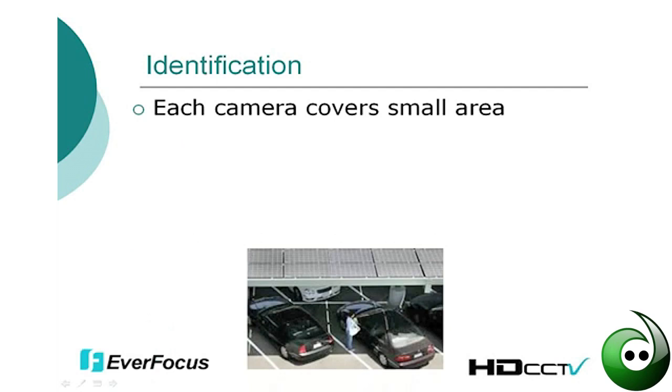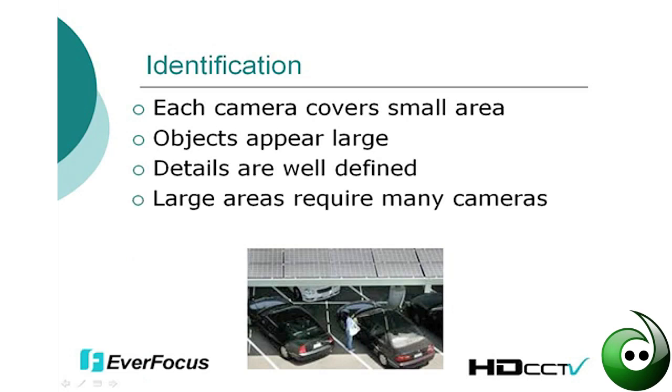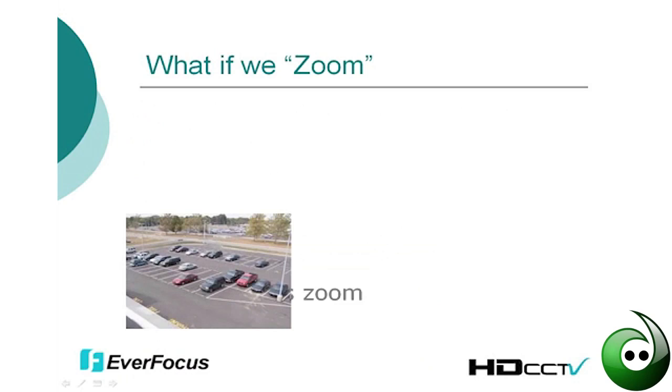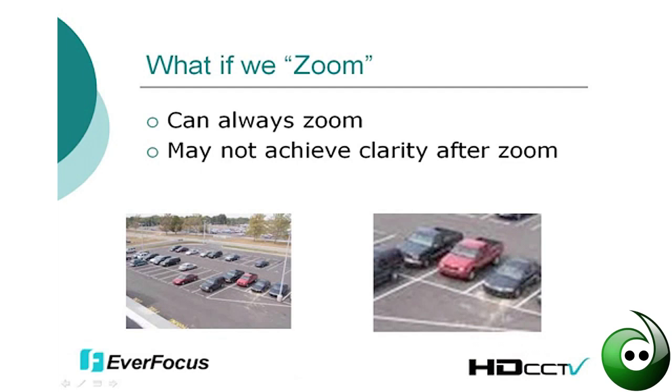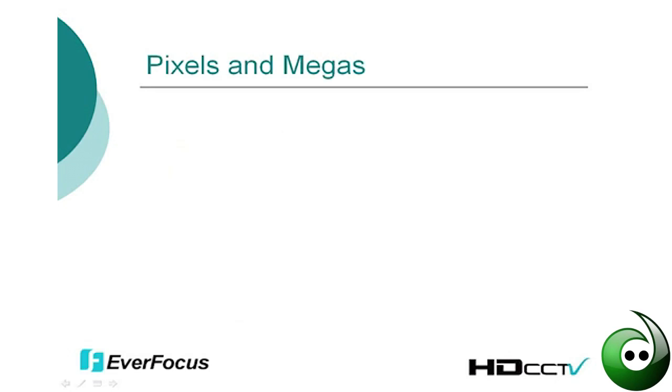For identification, each camera covers a small area. Objects appear large. Details are well defined. But to cover a large area in this manner may require many cameras, and given that budgets are finite, there may be no coverage of some areas. What if we zoom? We can always zoom, but we may not achieve clarity after we zoom. This depends entirely on the original image detail.